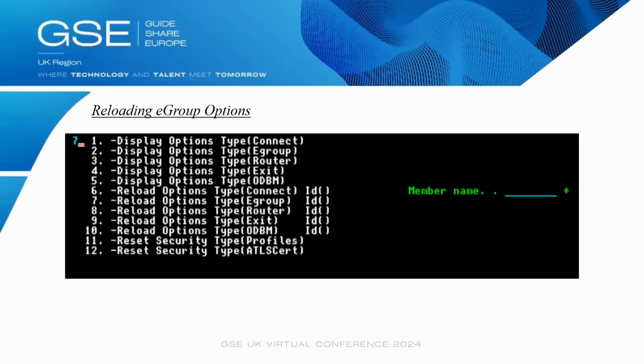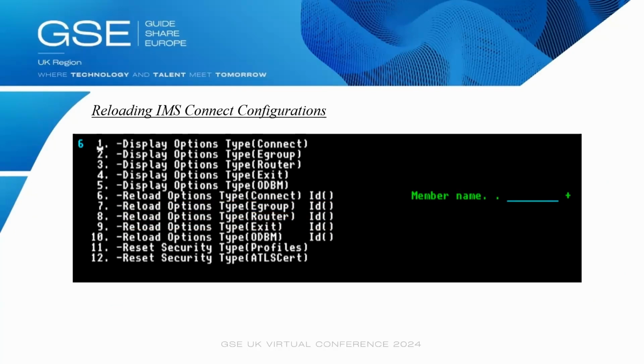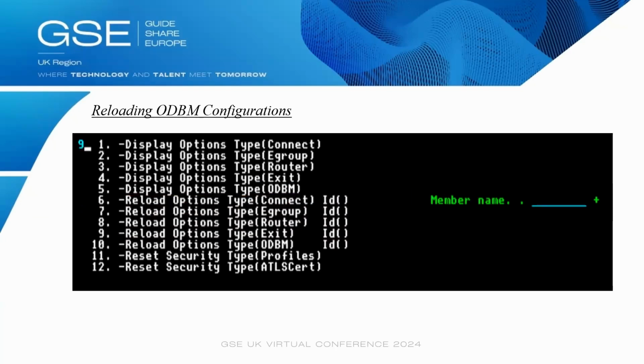And to reload these e-group options, if I have made some changes to the e-group options, I can dynamically reload using this command, reload options type e-group. And then we can reload the IMS Connect configurations using the reload options type connect command. Then we can reload the ODBM configurations in the same manner without restarting or recycling the IMS Connect. You see the command here, reload options type.